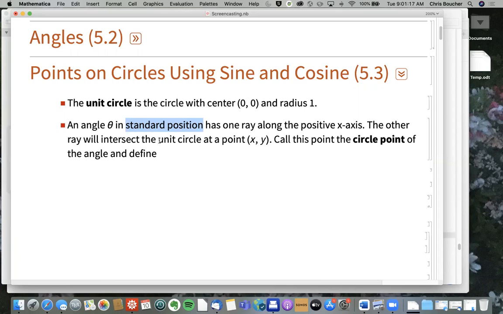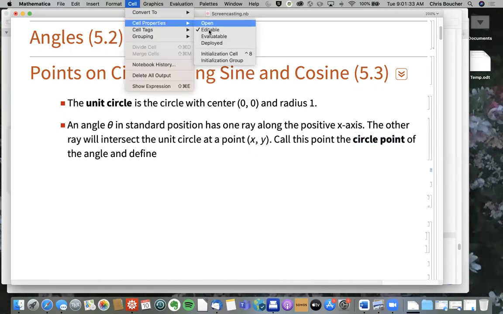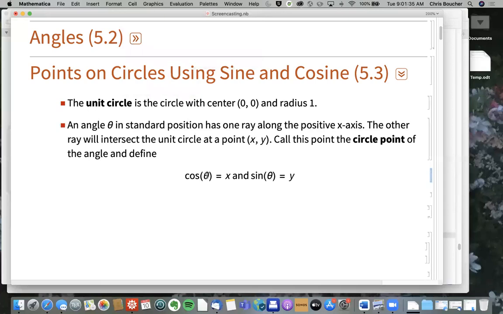If we put an angle in standard position, then its terminal ray, the other ray, is going to hit the unit circle somewhere. And we'll call this point the circle point of the angle. Sine and cosine are defined in terms of this circle point. We simply define cosine to be the x-coordinate of that point and sine to be the y-coordinate of that point.